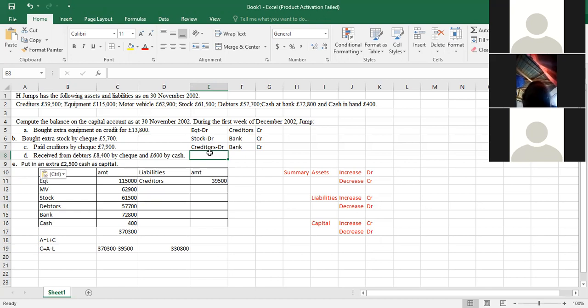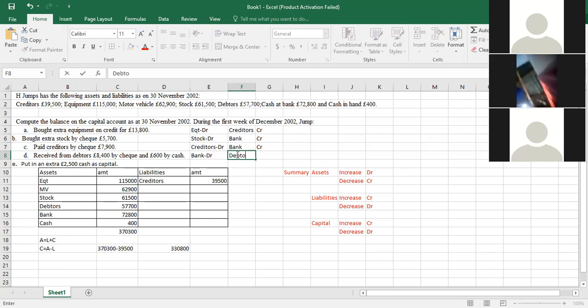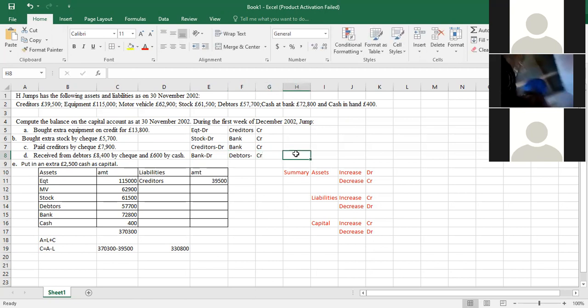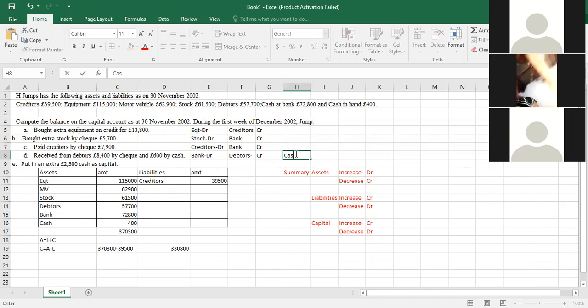Yes. So we are going to debit our bank account. Our debtors will increase by 8,400, so we are going to credit. And we have 2 transactions in that account. Then 600 by cash. We are receiving 600 by cash. Again, our cash is increasing by 600. Therefore, we credit the debtors account.